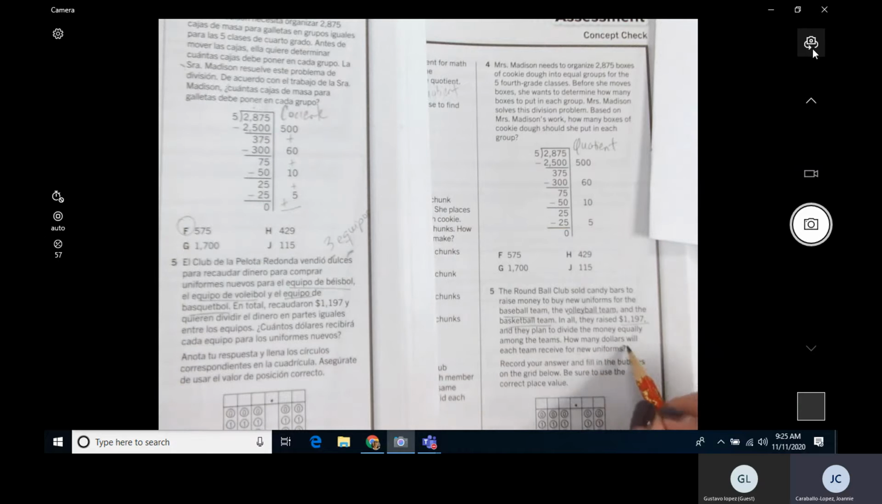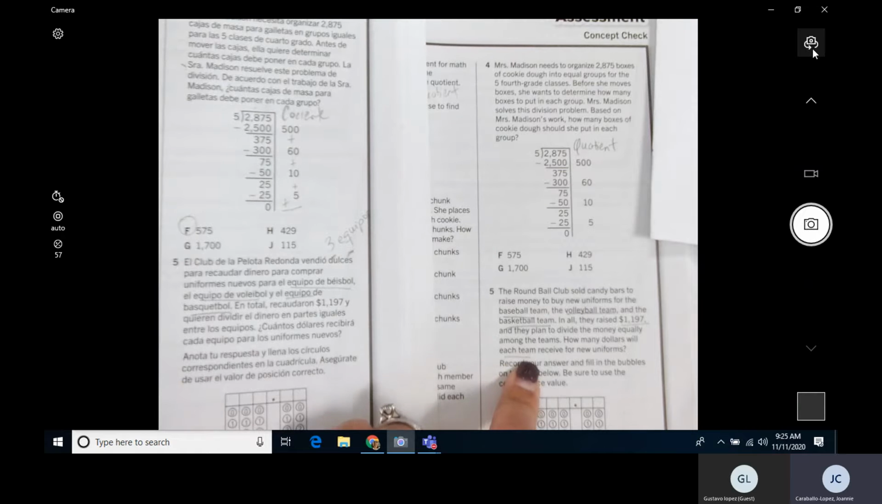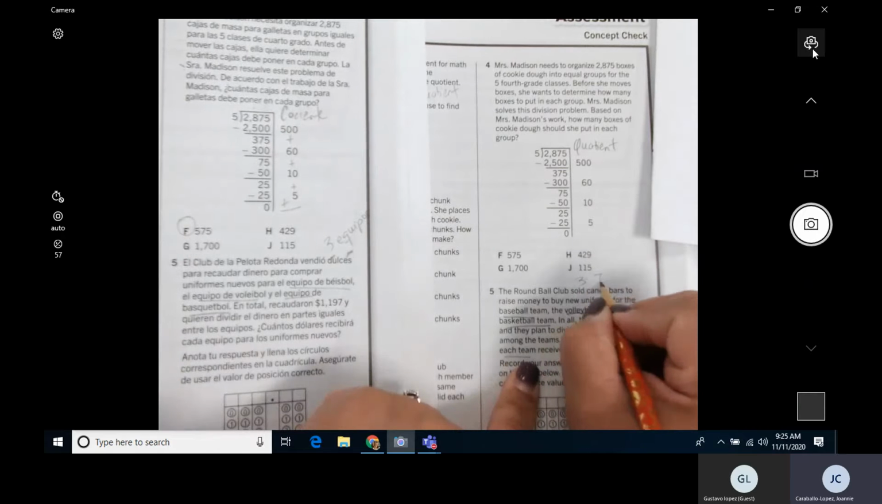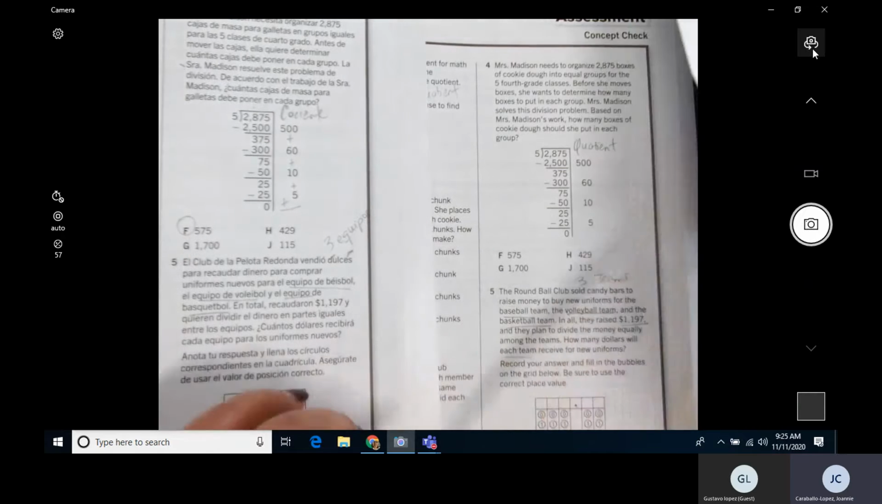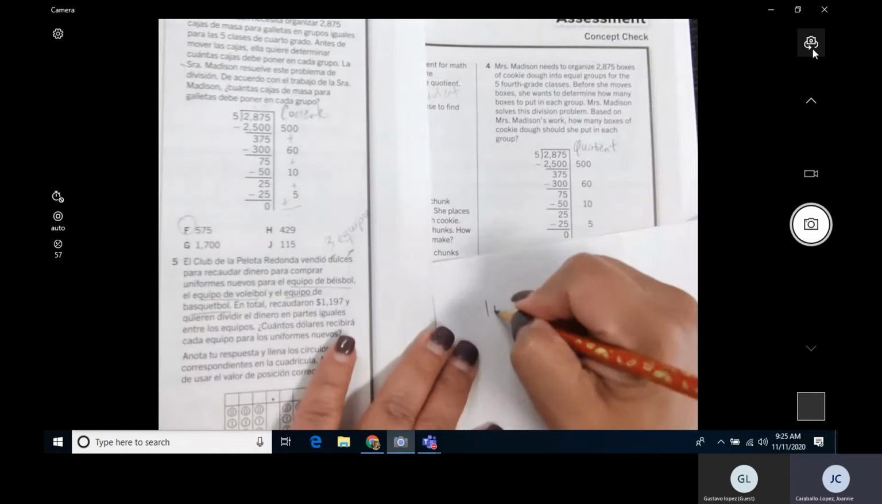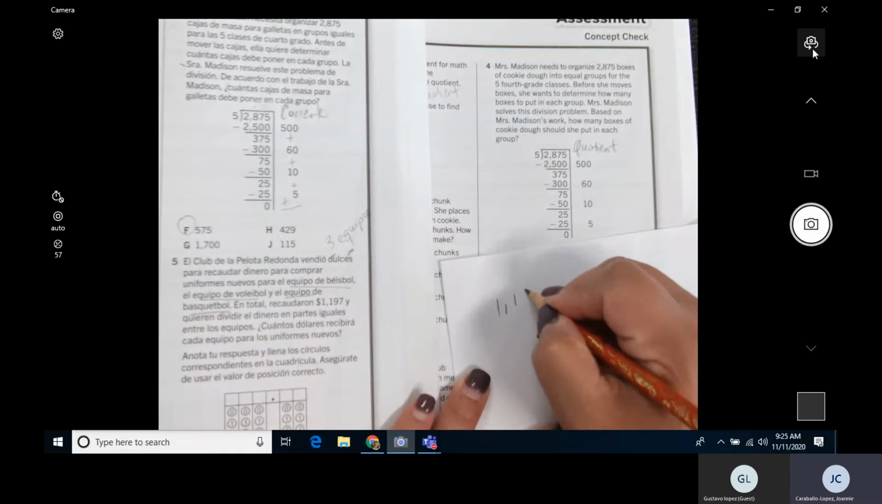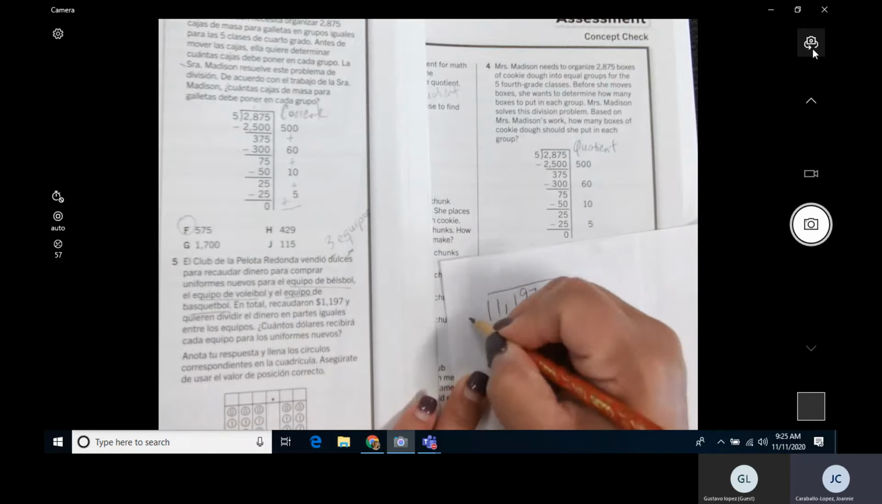So the question is, how many dollars will each team receive? So you need to determine how many teams you have, right? So it's important to do all the things that you said. You have to read, pay attention, underline your keywords, and all that kind of good stuff, okay? So how many teams did we say we have? 3 teams, correct? All right, so we are dividing. Our dividend is 1,197 by 3, correct?